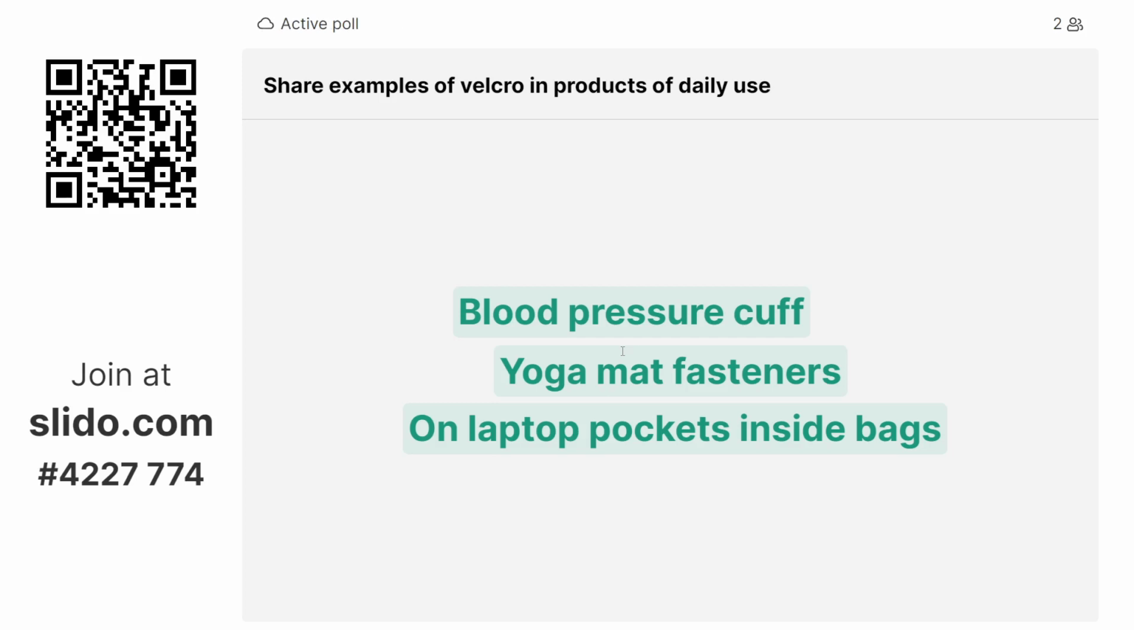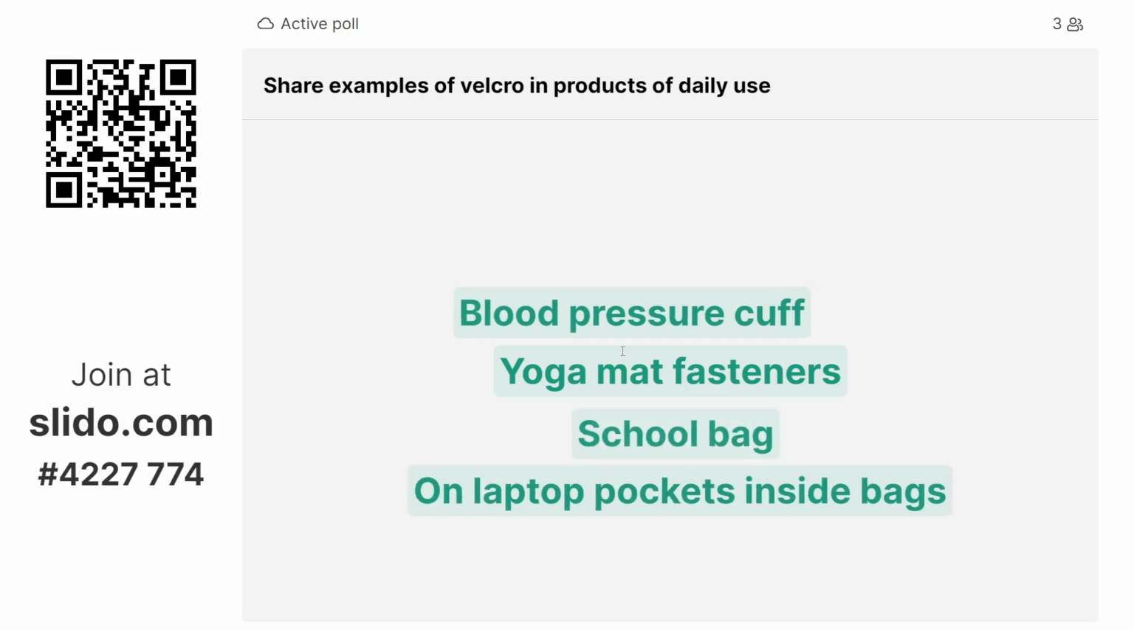Very well said. When you try to measure your blood pressure, you try to fasten the belt on the shoulder and it is tightened through the velcro. A very, very good use case. Great. School bags, interesting.